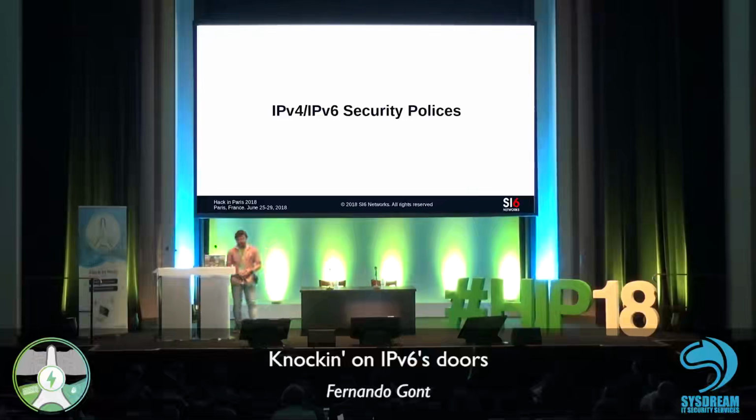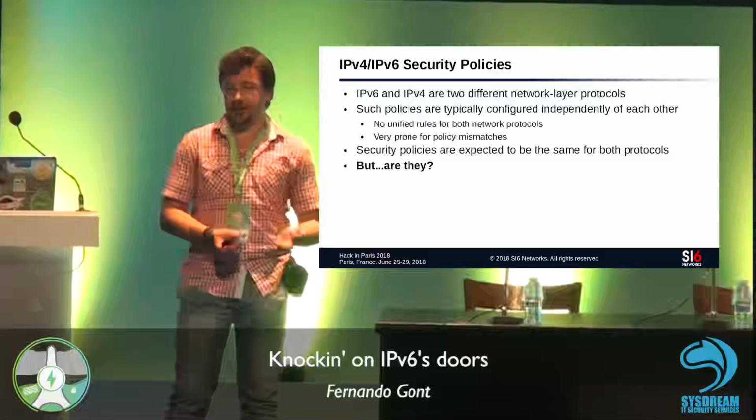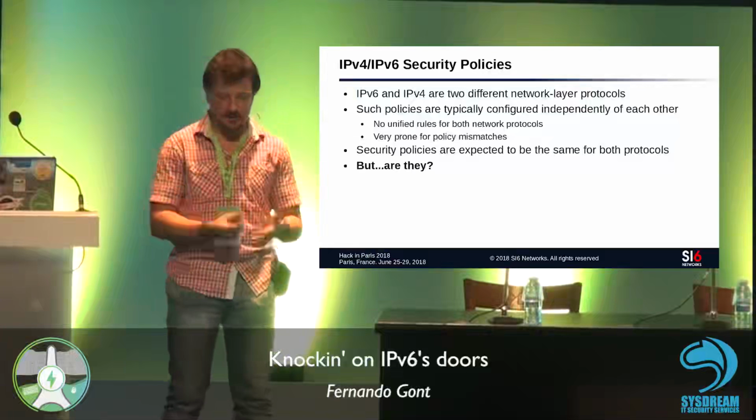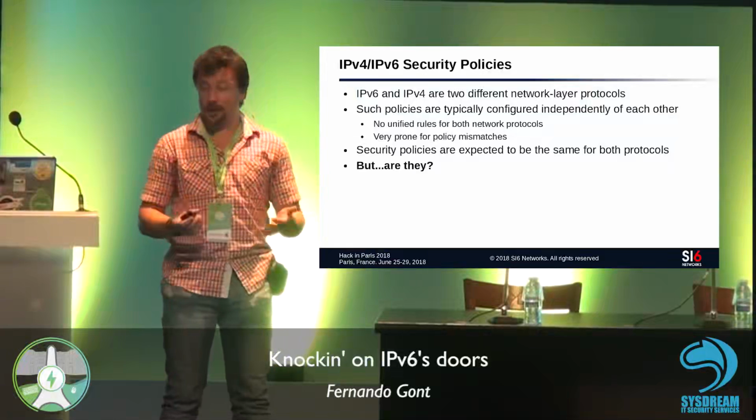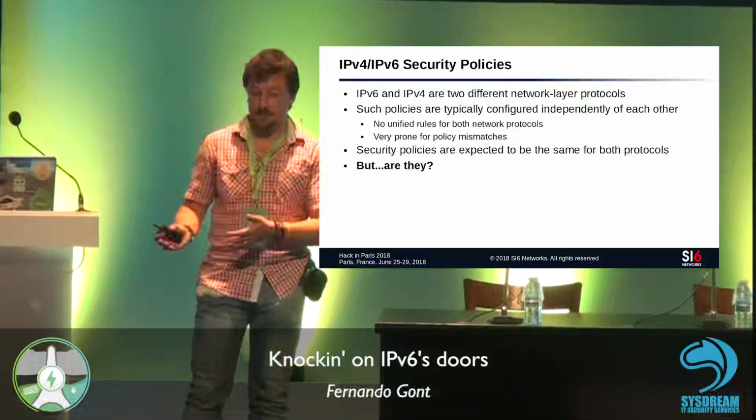So let's talk a bit about security policies. What we'll essentially discuss in this presentation is filtering policies. IPv4 and IPv6 are two different network layer protocols. And while you could have devices that, for example, allow you to just filter, say, port 80 on both IPv4 and IPv6, most security devices, and not just security devices, networking devices in general, don't allow you to do that. So you have to explicitly configure filtering policies for IPv4 and for IPv6.